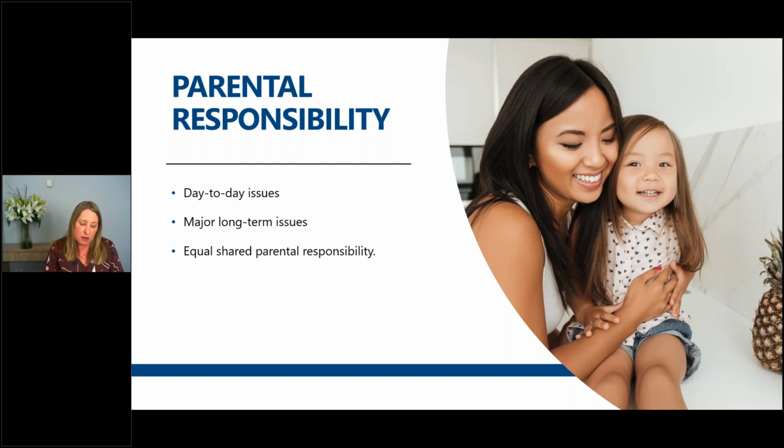Now the next of this, equal shared parental responsibility. This is a presumption that's applied under the Family Law Act. It aims to ensure that parents share the key decisions in a child's life, regardless of how much time the child spends with each parent. Parents need to be able to communicate and consult with each other when making decisions about the child's life.